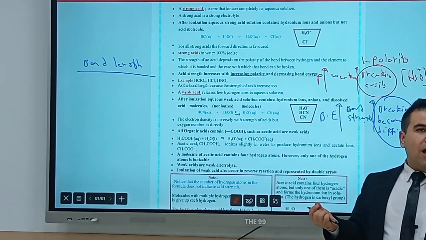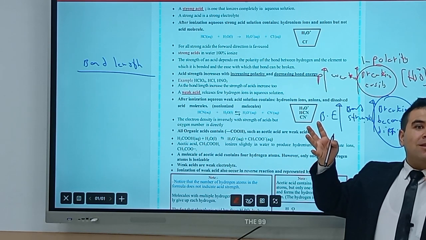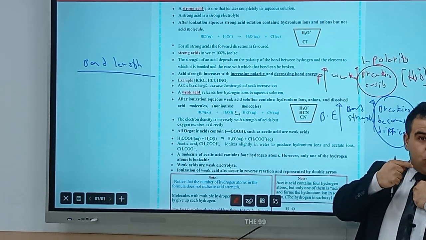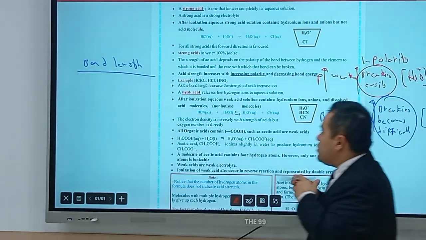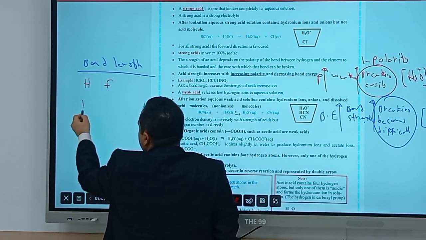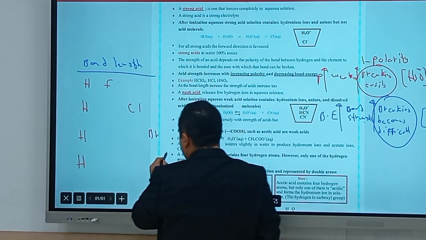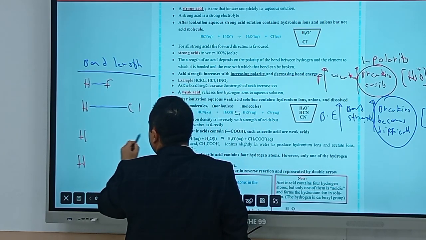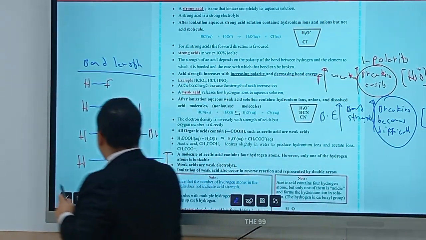Because of the high electronegativity of F, which attracts the H toward itself and produces a short bond between itself and the hydrogen, and the bond becomes harder to break down. So guys, the bond structure can be represented as HF, HCl, HBr, and HI. I have represented it in this way in order to make it easy to manage.